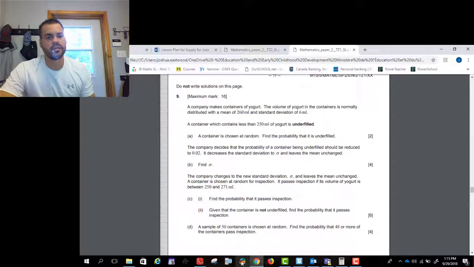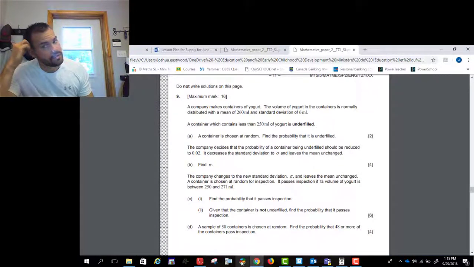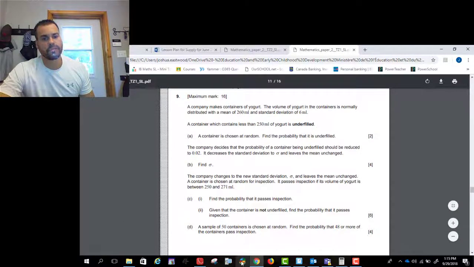So now it says the company changes to the new standard deviation and leaves the mean unchanged. And a container is chosen at random for inspection. It passes inspection if the volume of yogurt is between 250 and 271. So it says find the probability that it passes inspection. So we're not going to, again, write anything down here.